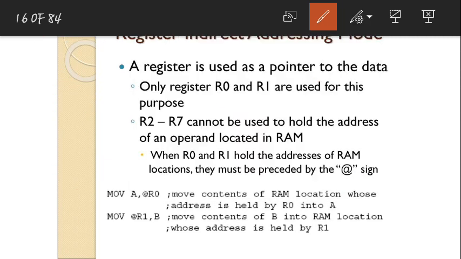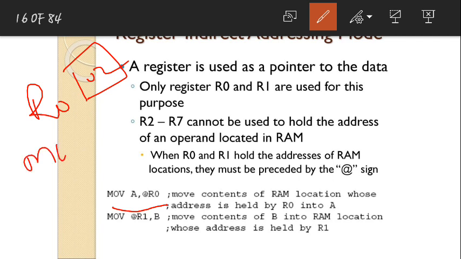See, MOV A, @R0 means move contents of RAM location whose address is held by R0 into A. So now consider, inside R0 you have some 2. If you don't mention @ in this instruction, for example if you write MOV A, R0, what is going to happen after execution of that line? A will be equal to 02H. Because the content of R0 moves into A.